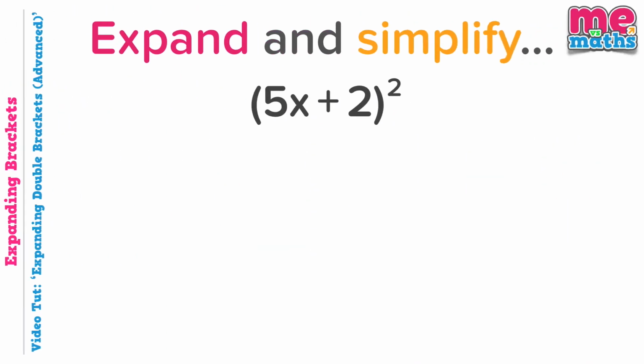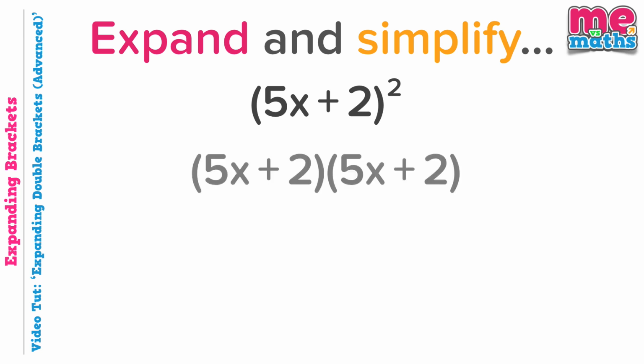This is it then, our last problem. Again, we've seen similar in previous tutorials. The squared sign here shows we're multiplying 5x plus 2 by itself. So to avoid any mistakes, it's best to write it out twice, like so. Now the expansion part should be okay.